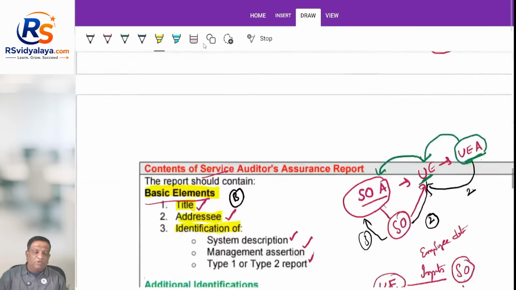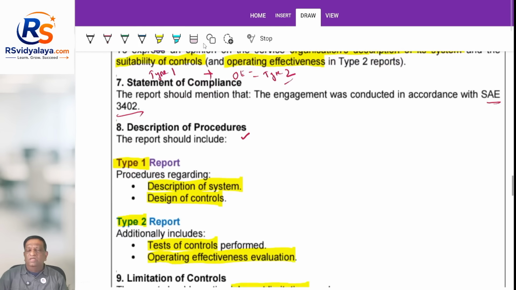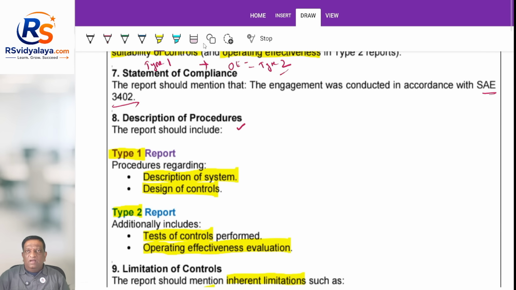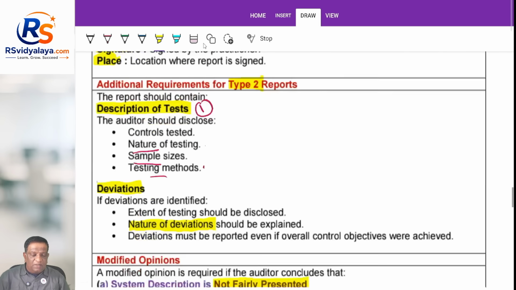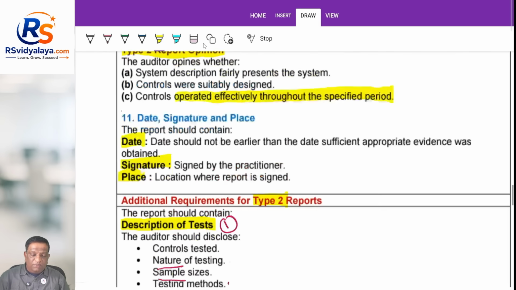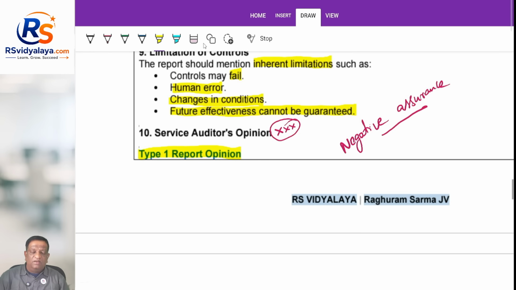And then what is the reporting structure? In the reporting structure, basically it is all the same, and because it is neither an audit nor a review, he should refrain from using it as an audit opinion. And the bigger point in this is the type of assurance. The type of assurance given by this service auditor is called negative assurance.